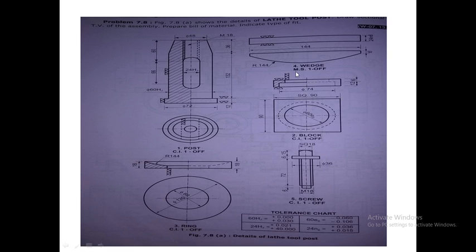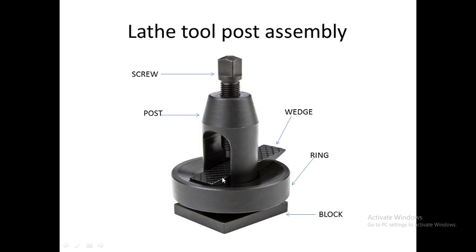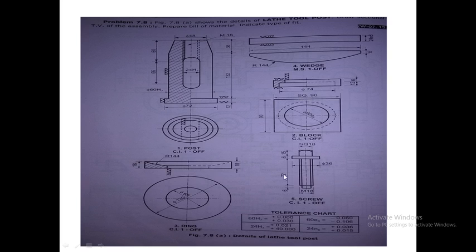The third part is the circular ring. Again it is made up of cast iron and its quantity is 1. Now the circular ring is having a spherical groove inside it. As you have seen, there was a spherical groove. So this is nothing but the spherical groove which is present inside the ring.